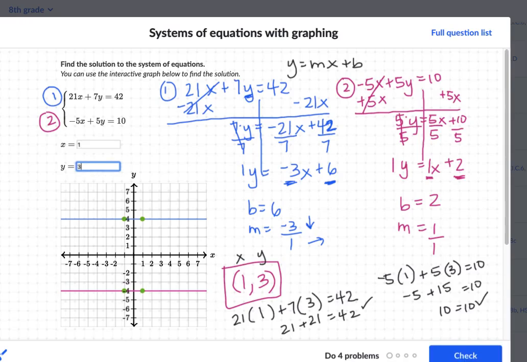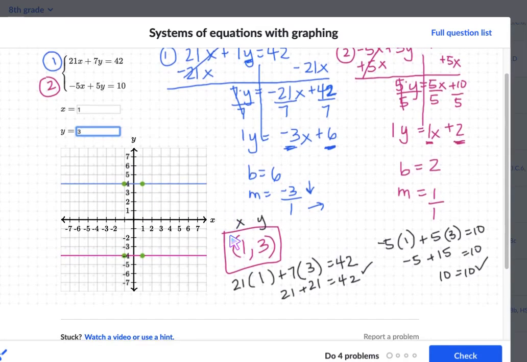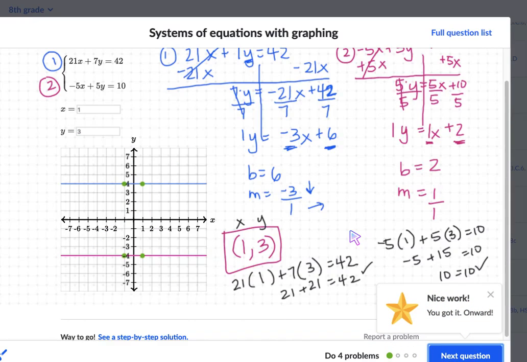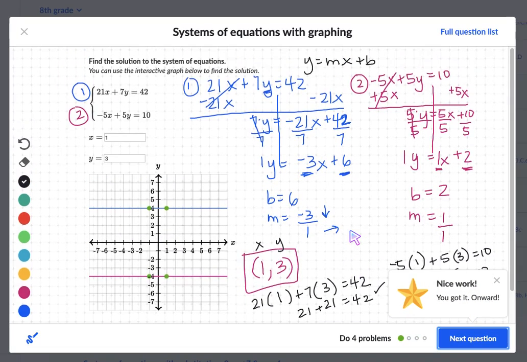So 1, 3, oh my gosh, it reset for some reason. Let me just do it again. So this is a y-intercept of 6, and then down 3 and over 1, and this one was 2, and then up 1 over 1, where it met at 1, 3. Okay. All right, because it's going to check your graphing and your answer.